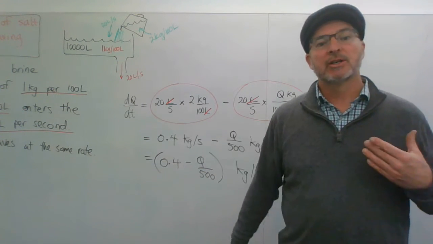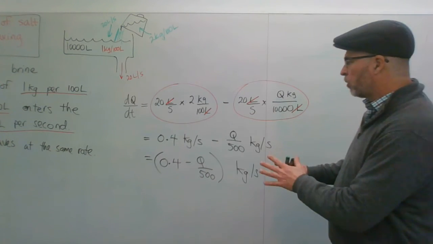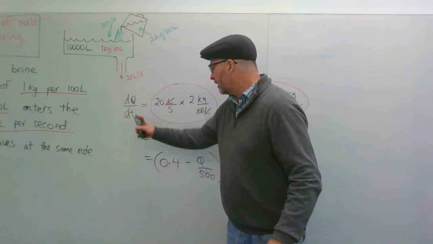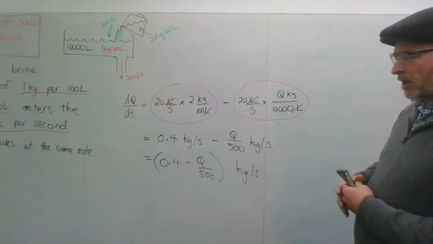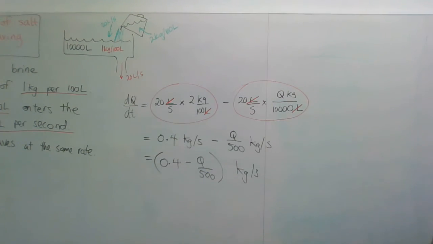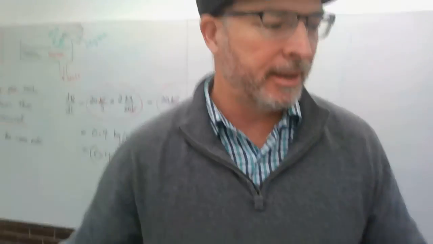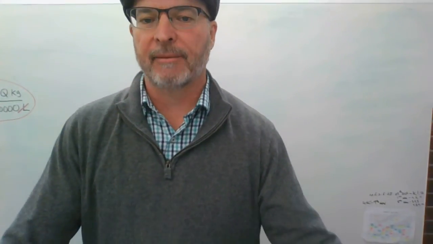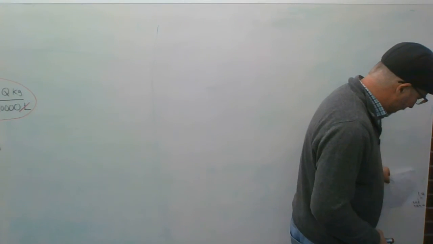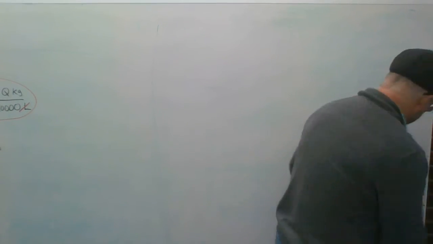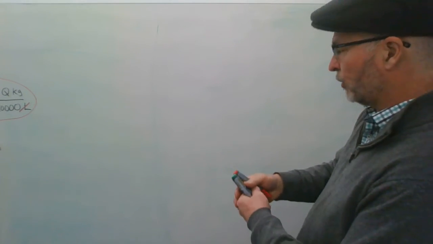Now we need to solve that differential equation. dQ/dt equals 0.4 minus Q on 500. So I need to push my table across so I can get a bit more room and have a chance to solve that differential equation there. So let's just move these couple of things off the board and we continue on.